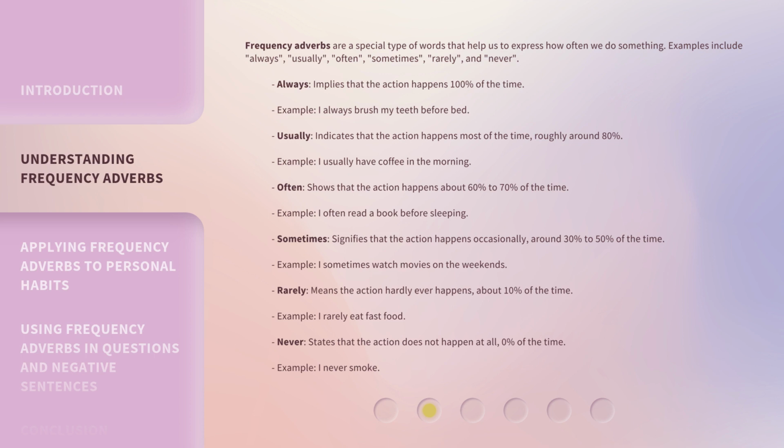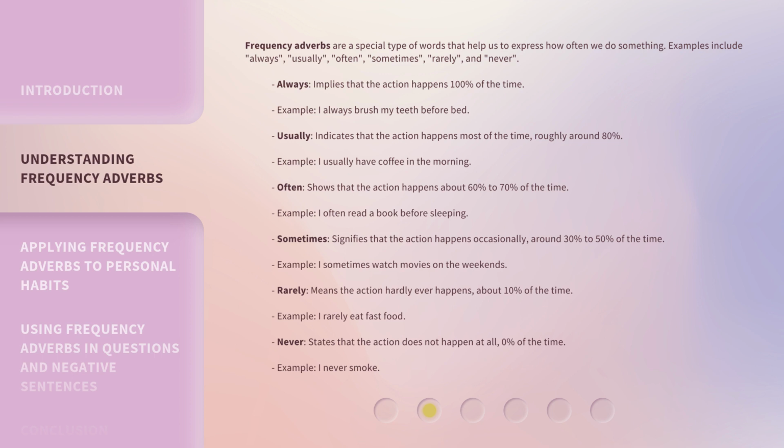Usually indicates that the action happens most of the time, roughly around 80%. Example: I usually have coffee in the morning. Often shows that the action happens about 60% to 70% of the time. Example: I often read a book before sleeping.